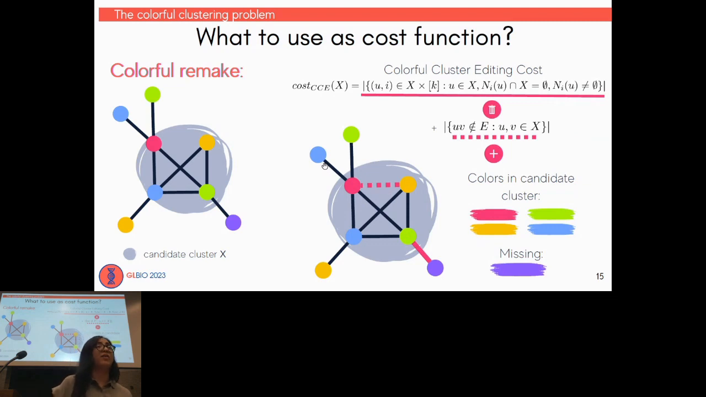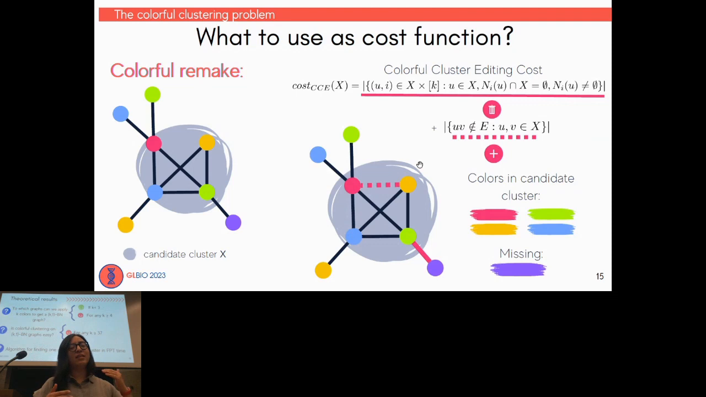If we take the classical cluster editing cost, we will be over-penalizing this edge, which is already represented here. This node already has a potential ortholog of the species, so we don't want to penalize this edge. But in this case, the purple edge is missing, so we want to penalize this color that is missing from the cluster. This idea is represented in the first term of our editing cost, and in the second term, we just penalize the number of edges that we should add for it to be a clique.